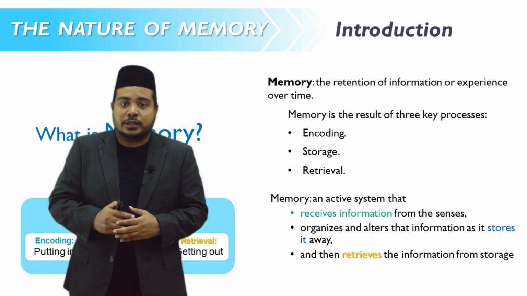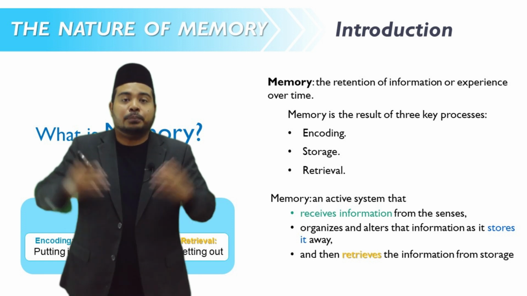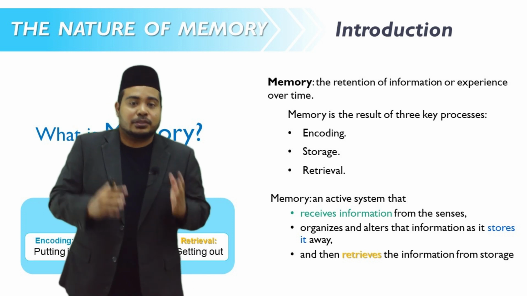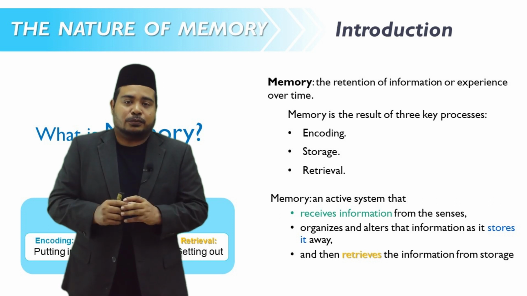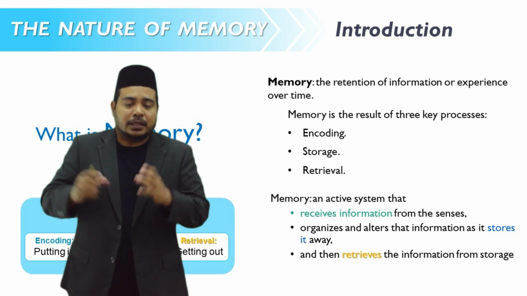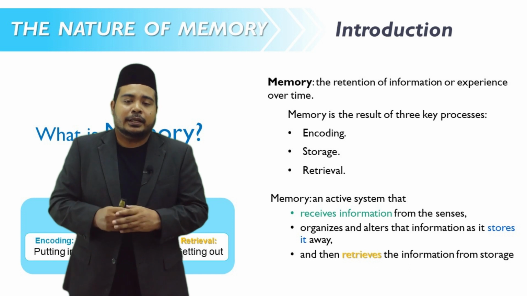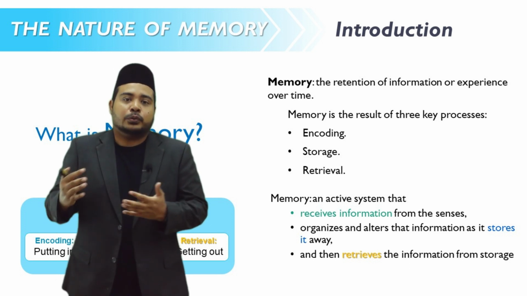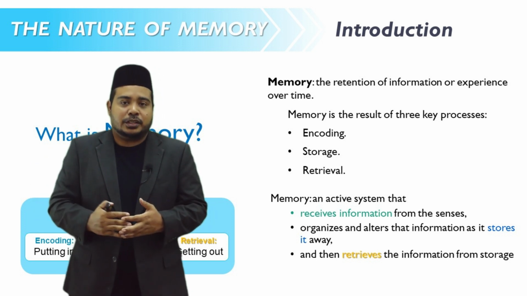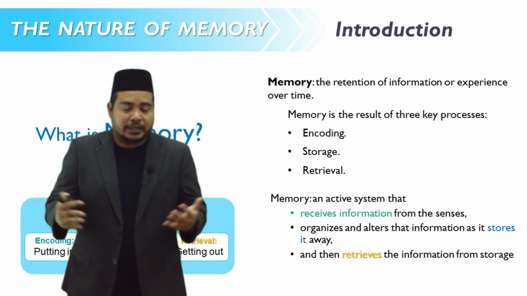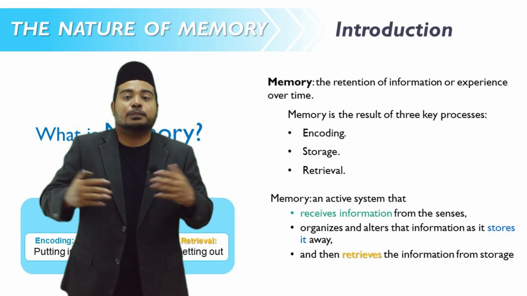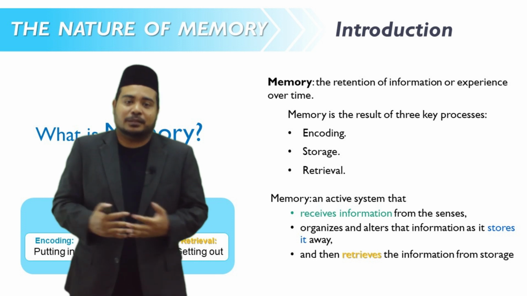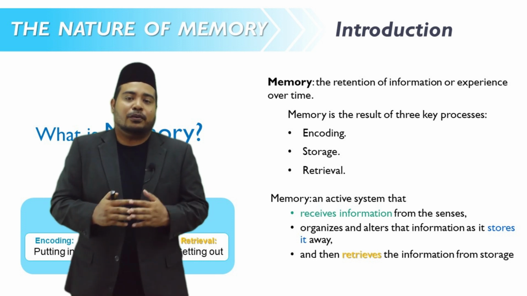which are, the first one is encoding. How do we put information into our brain? Second one, the storage. How we keep this information, this history, this knowledge in our brain. And the third one, retrieval. How we are able to bring back that information into our conscious awareness. How we are able to explain it back. How we are able to share the memory with other people. So all of these involve memory.